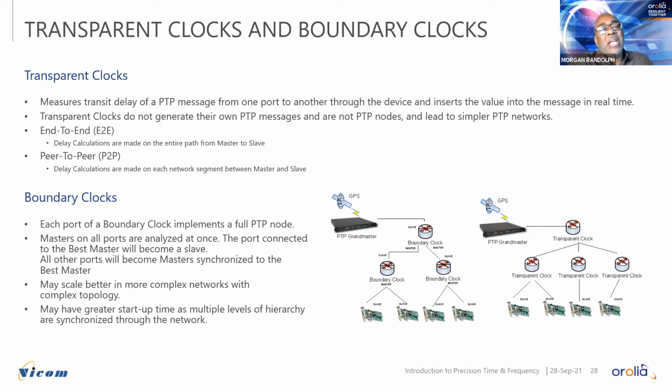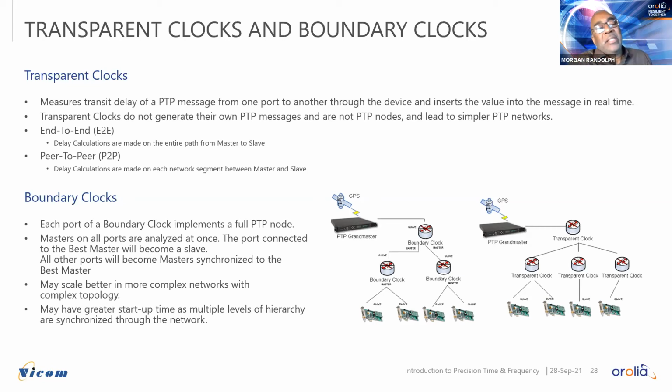So it's done end-to-end. Delay calculations are made on the entire pathway from the master to the slave. Peer-to-peer is different: delay calculations are made on each network segment between the master and the slave. So in our device, that is configurable, a way of how you want to measure. If you check end-to-end, then you will get the end-to-end result. If you check peer-to-peer, then it will do it the peer-to-peer way.